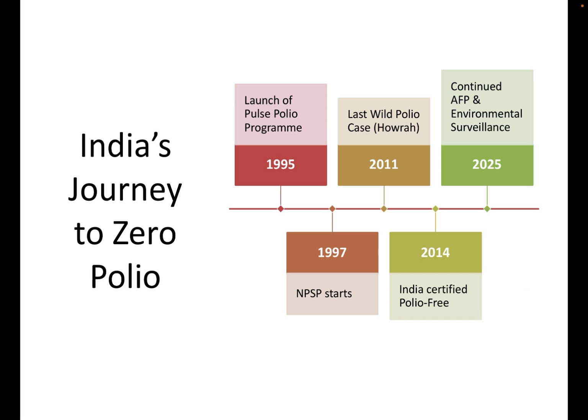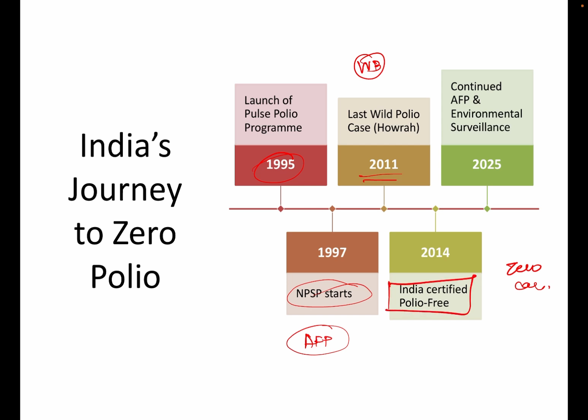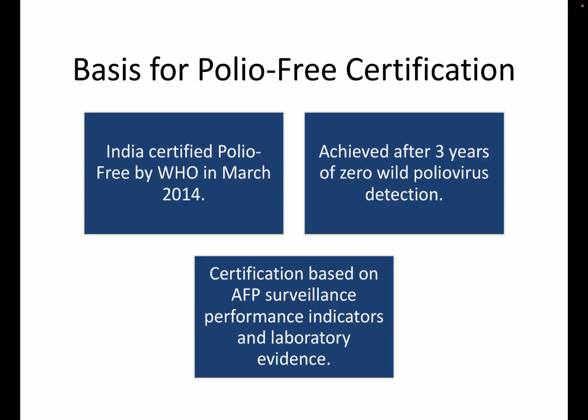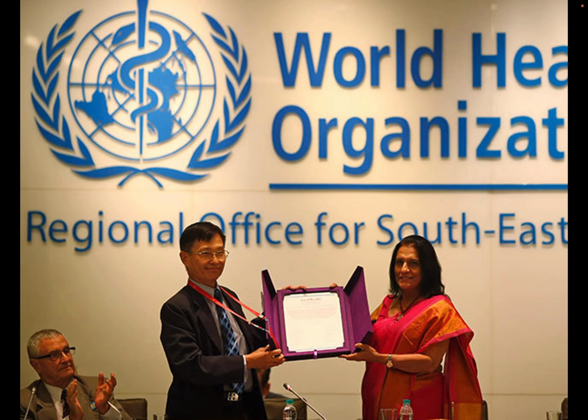Coming to India's journey, we started vaccinating for polio in 1995. The polio surveillance started in 1997, and in 2011, the last case was reported in West Bengal. For 3 consecutive years, we reported zero cases by this AFP surveillance, wherein stool samples were tested routinely. And then India was certified by WHO as polio free. Till today, in 2025, we are maintaining this standard. And this is the certificate we received in 2014.